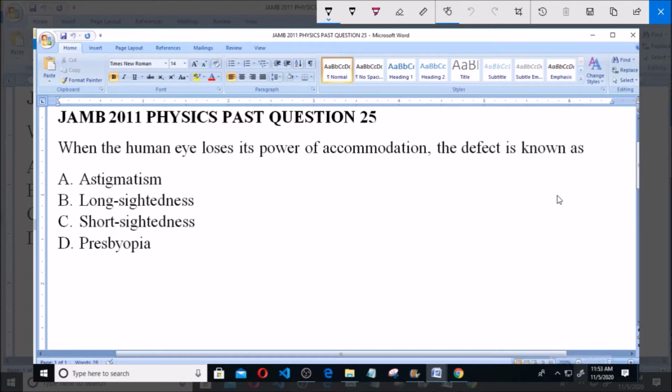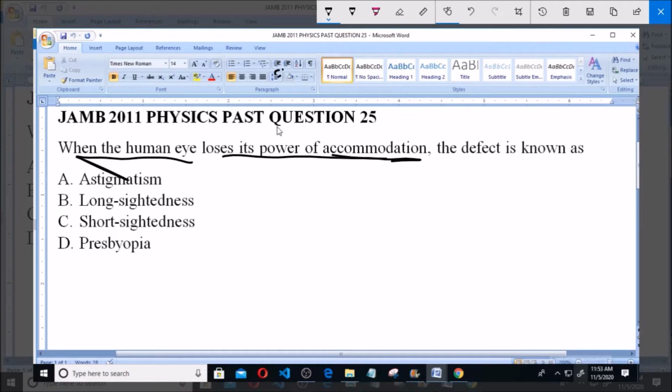When the human eye loses its power of accommodation, the defect is known as A. Astigmatism, B. Long-Sightedness, C. Shortsightedness, D. Presbyopia. So you have 4 eye defects given to us here, and we are asked which of them is described as a situation where the human eye loses its power of accommodation.